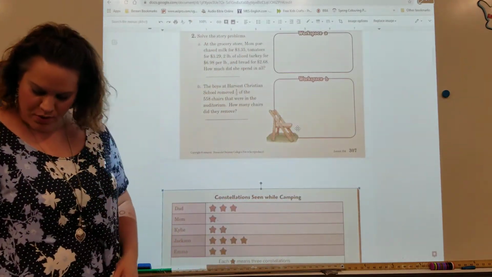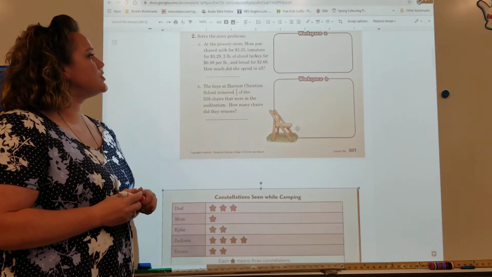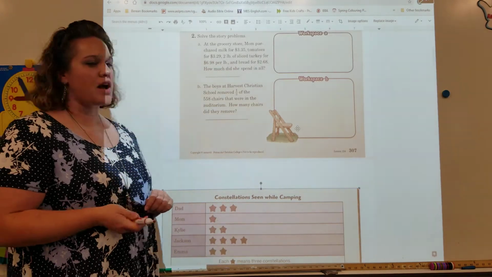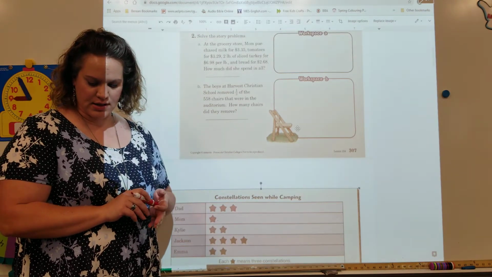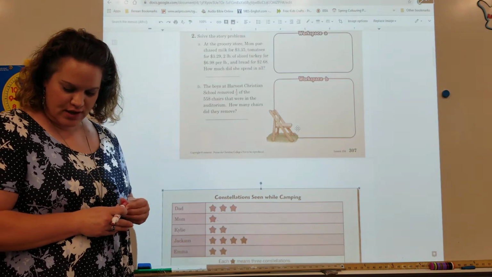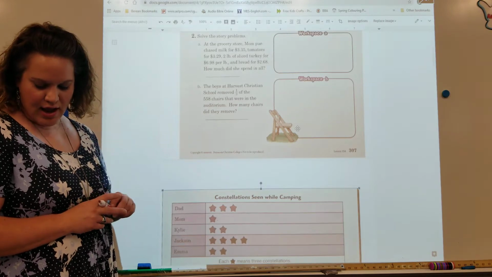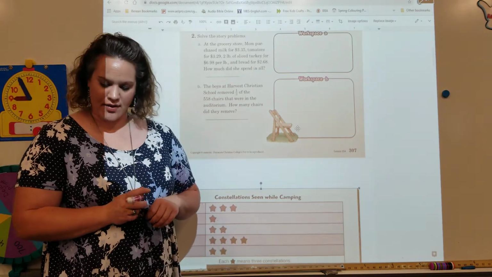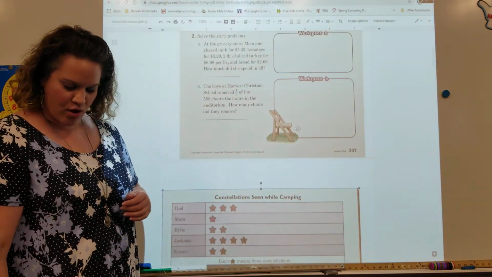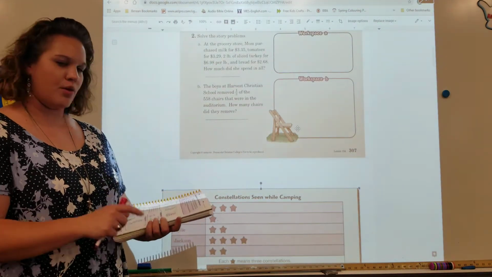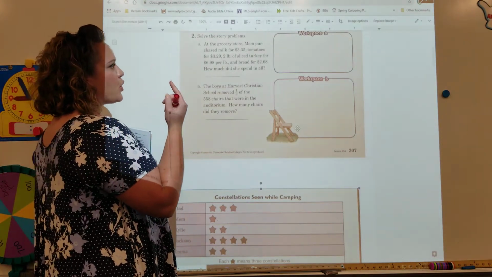Okay, looking at our story problems right here. Number 2, solve the story problems. At the grocery store, Mom purchased milk for $3.35, tomatoes for $3.29, 2 pounds of sliced turkey for $6.98 per pound, and bread for $2.68. How much did she spend in all? Whew, sounds like they're having a yummy lunch this week. Okay, well, if we want to know how much she did in all, we have to go ahead and add some numbers together. But one of these numbers, there was something that it was per pound.